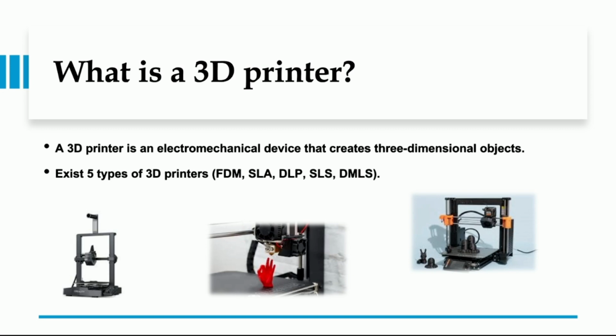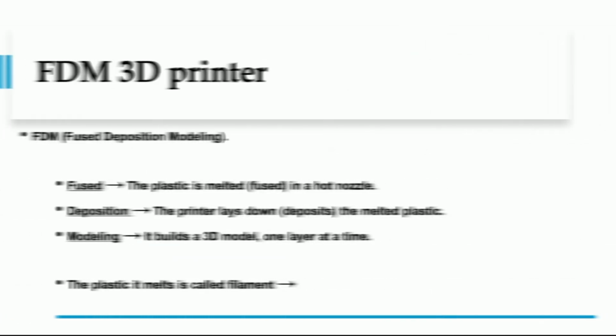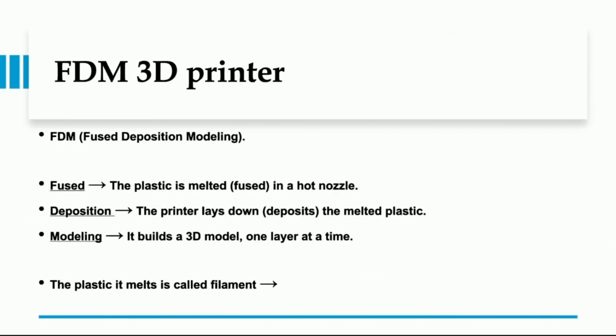There are 5 main types of 3D printers, and those are FDM, SLA, DLP, SLS, and DMLS. Now we're gonna focus on the FDM type because it is the most common and popular across the 3D printing community.